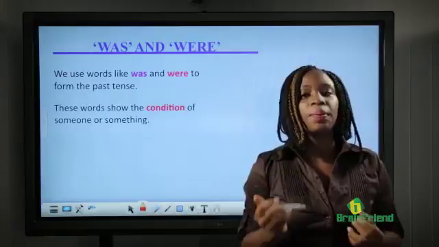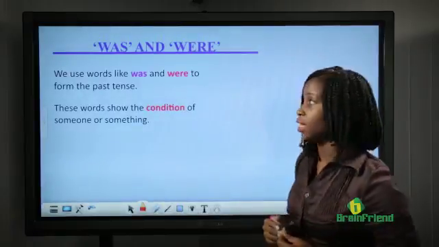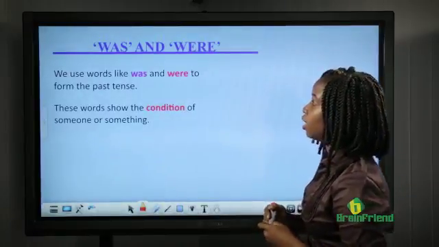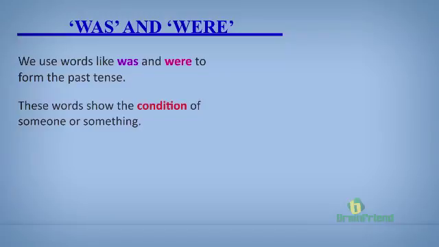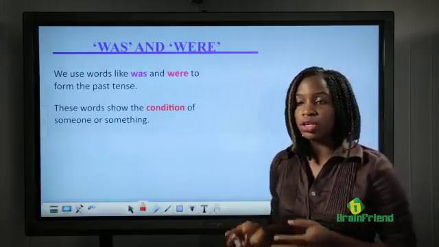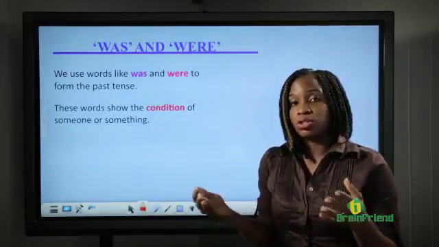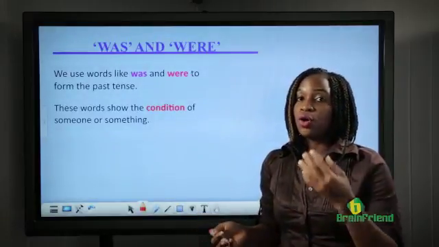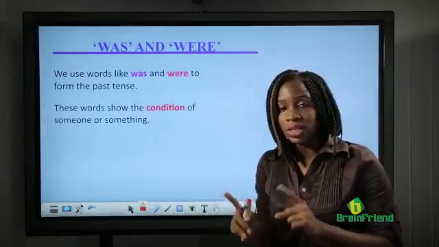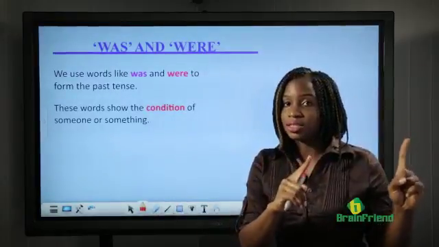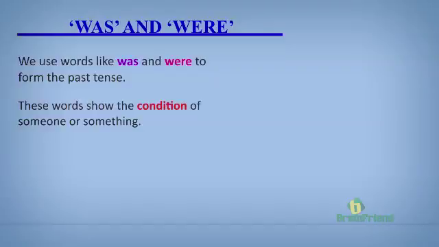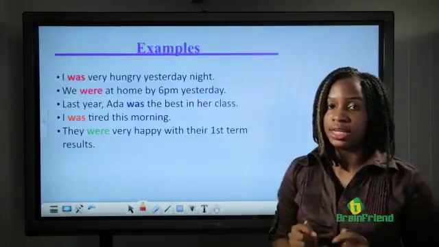Now we also form the past tense using words like was and were. These words show the state or the condition something was in. That is, it could be what you were doing or how you were feeling. But remember, we're talking about the past tense. So whatever you're talking about using was and were, we are talking about the past. Let's see was and were in sentences.